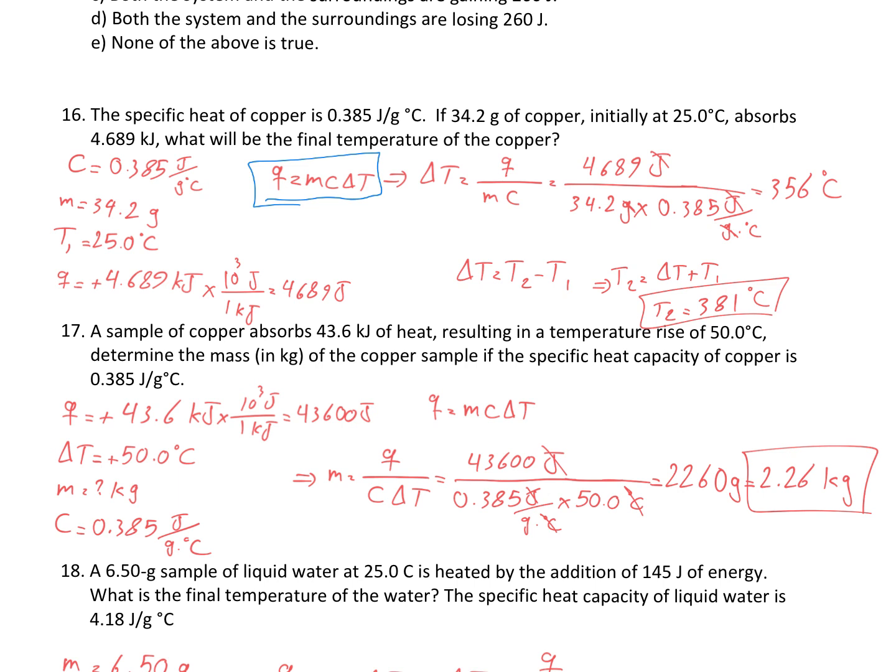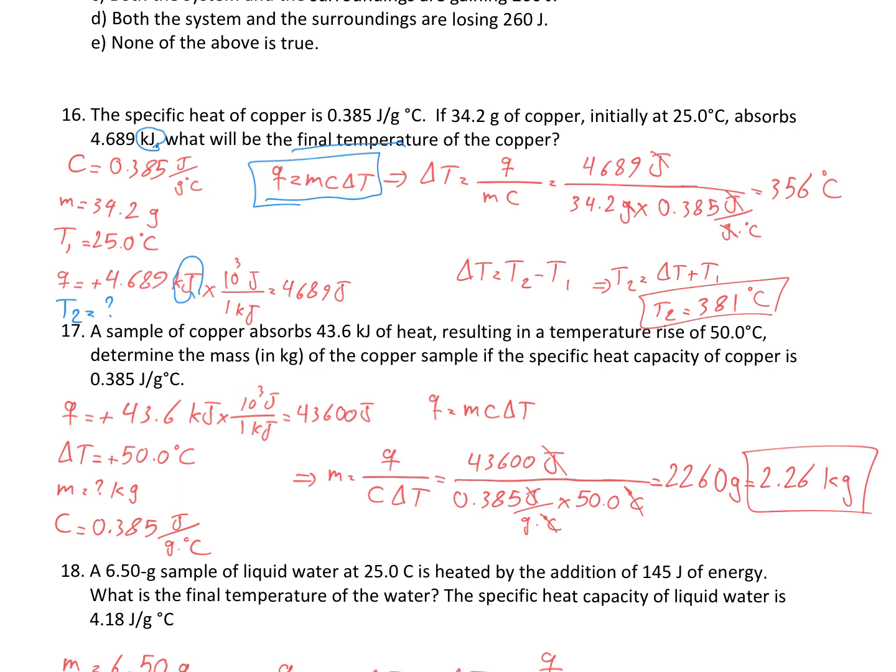In this kind of question, I always write down a summary of the given information when you read the question. The specific heat of copper is given, so C equals that. The mass of copper is given, M equals that. The initial temperature is T1 or Ti. It absorbs this amount of energy, so Q is given, and be careful with the units. It's in kilojoule, so you have to convert it to joule. And what is it asking for? The final temperature, T2 or TF.